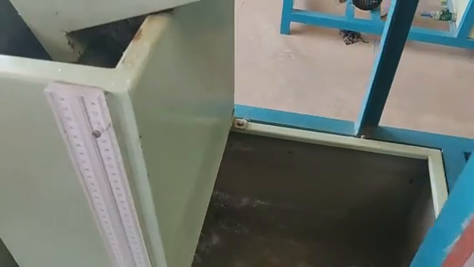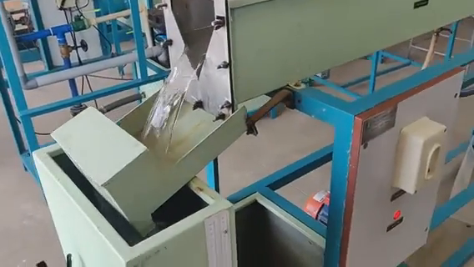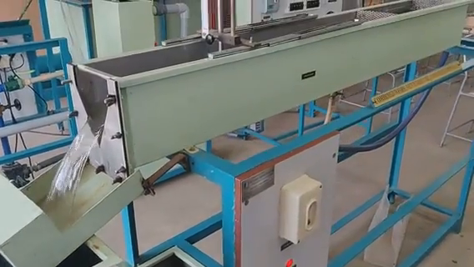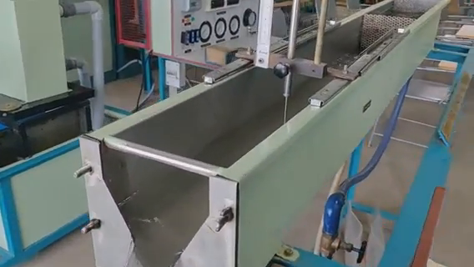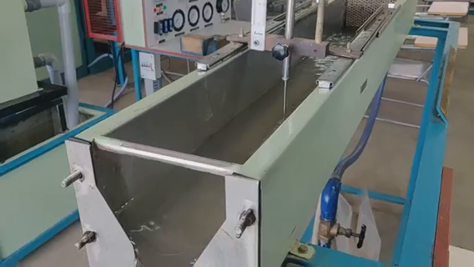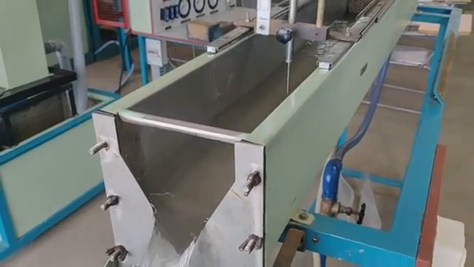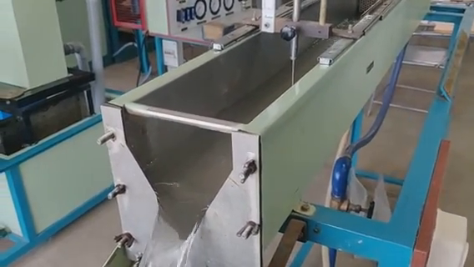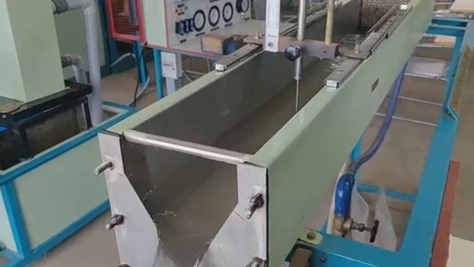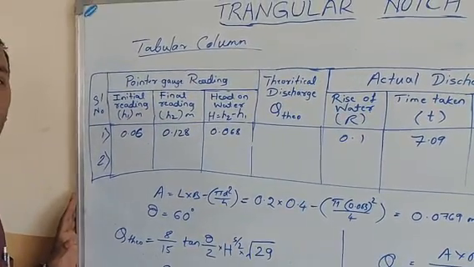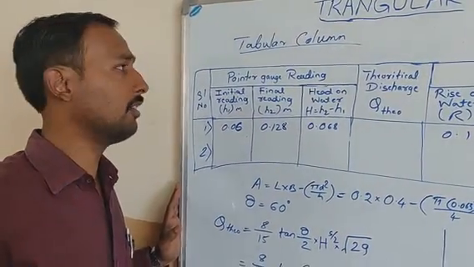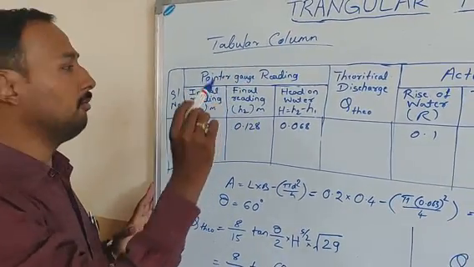We have to repeat the same procedure to take the second set of readings. Afterwards, we have to calculate after completing the experiment. This is the tabular column.